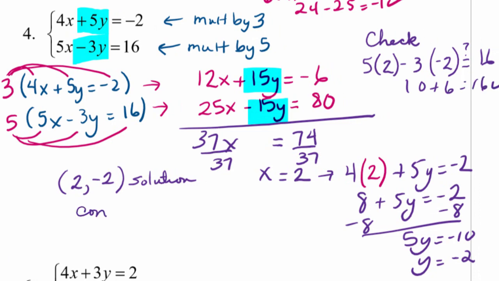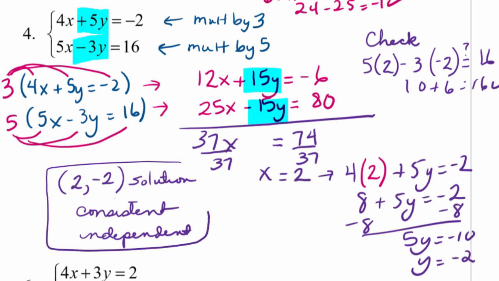So we once again have one point of intersection, which means that we have a consistent independent system. And the solution is 2, negative 2.